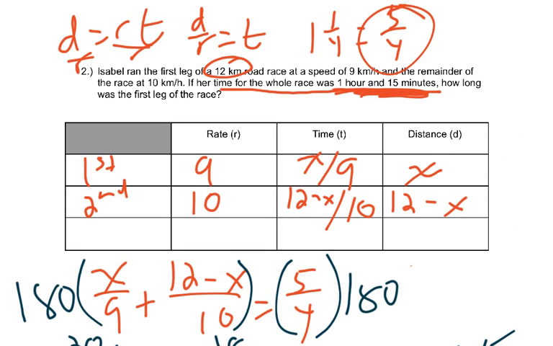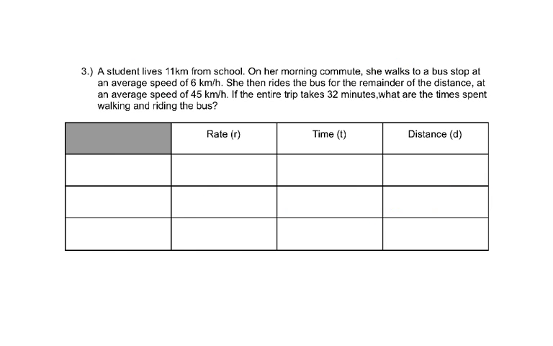So let's go back to the question. How long was the first leg of the race? Well, the distance is x. That's what we solved for. So then we know that the distance of the first leg is 4.5 kilometers. Let's look at one more problem.